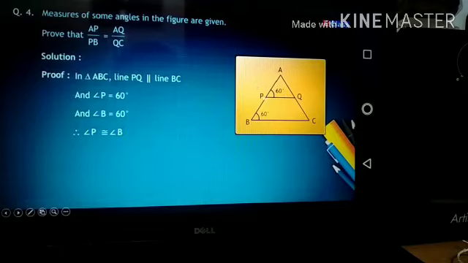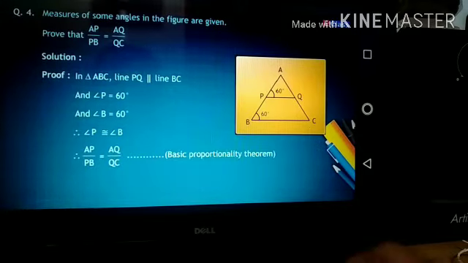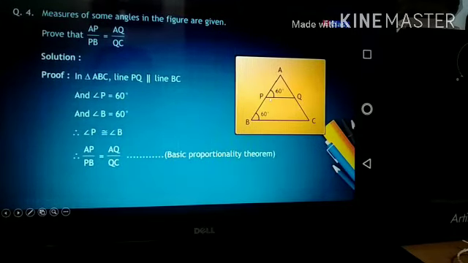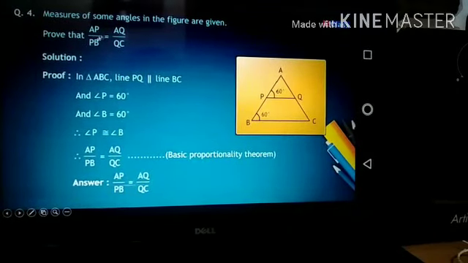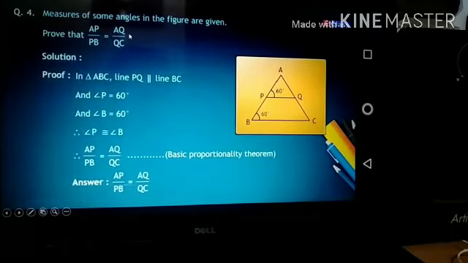Since we get PQ parallel to BC, if you remember the basic proportionality theorem, we are going to apply it. Since the sides are parallel, that is PQ is parallel to BC, we can say AP upon PB is equal to AQ upon QC. Reason is basic proportionality theorem. Hence, we have proved the ratio of AP upon PB is equal to AQ upon QC.